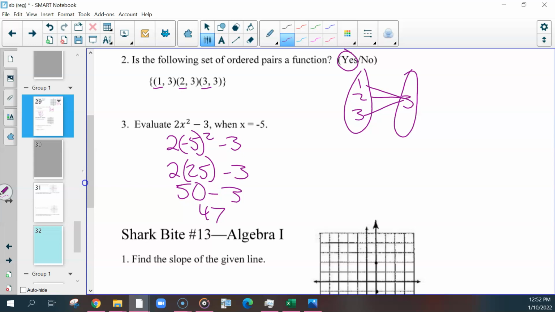Do we have any questions on the first 3? There were 2 on the back.